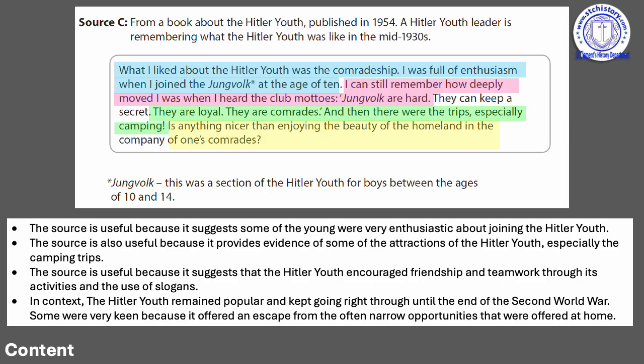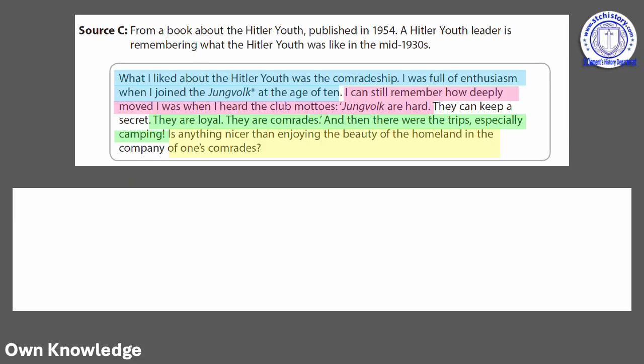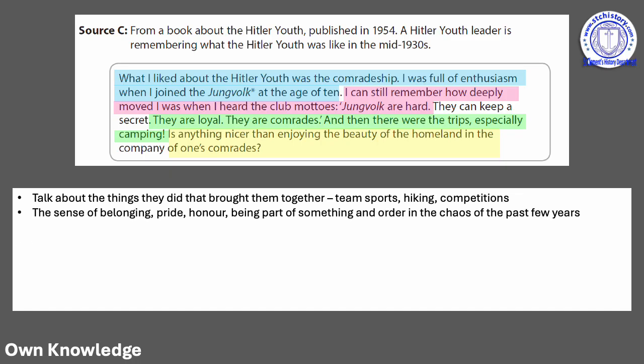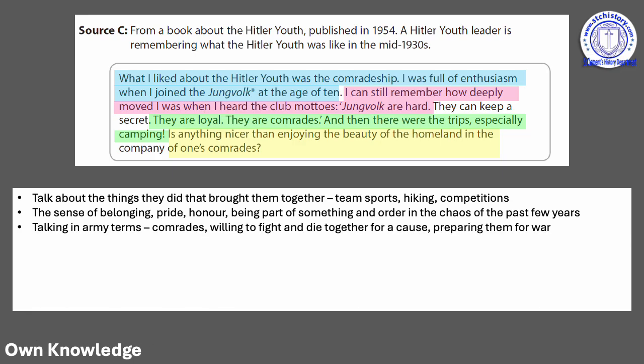Let's have a little look at some of the O knowledge we could add to that. So we know full well that you need to be talking about the things that they did that brought them together, the team sports, the hiking, the competitions, whatever example you think of. And there's hundreds of things that these boys did at the Hitler Youth, isn't there? You want to talk about the belonging and pride it brings, the honour, being part of something bigger, and especially the chaos that's just been during the Depression. This Hitler Youth offers them just something really, really powerful and stable.